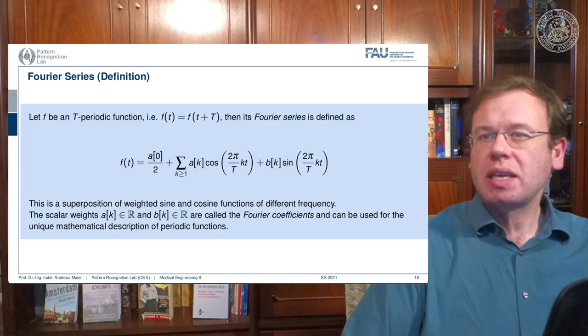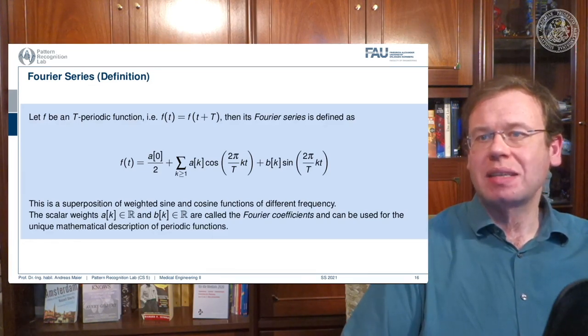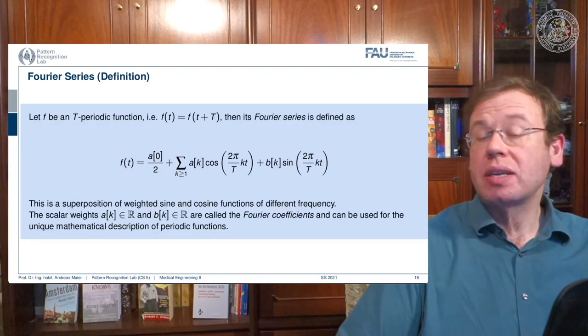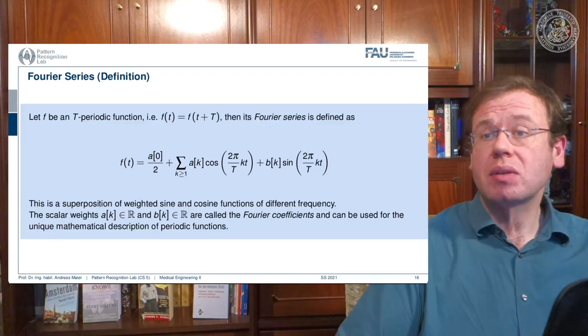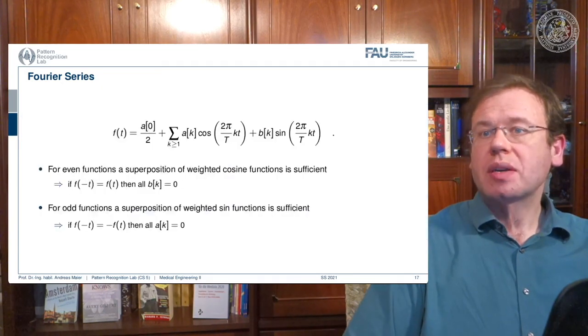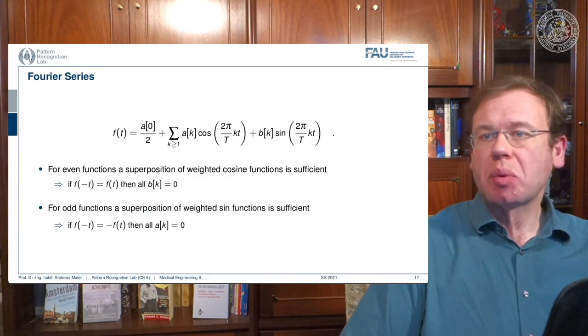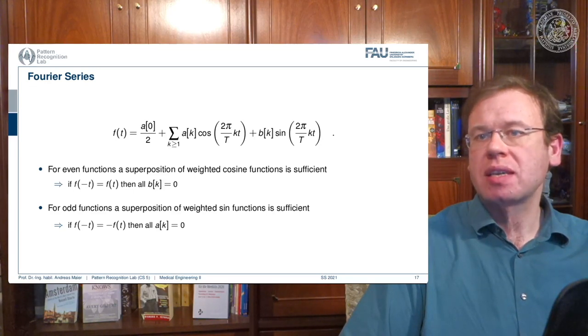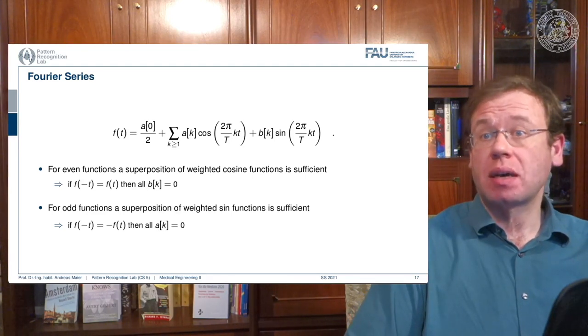So now the key question is, how can I determine the ak and the bk? These are called the Fourier coefficients, and they are essentially unique mathematical descriptors of the periodic function. One more remark. For even functions, the superposition of weighted cosine functions is sufficient. So here all the bk's will be zero. And in odd functions, the superposition of weighted sine functions is sufficient. And there all the ak's will be zero. So this is what we've seen in the previous example.